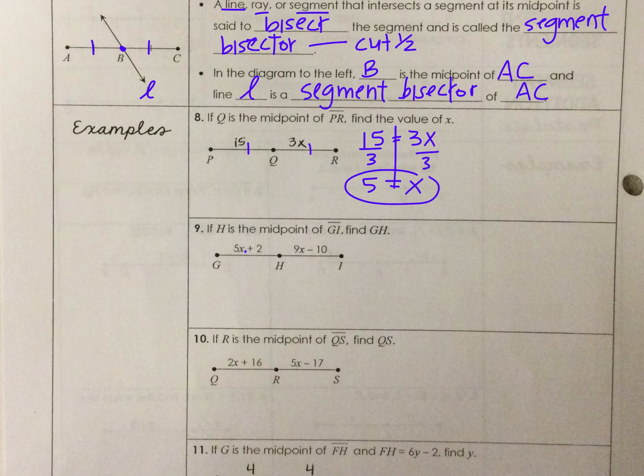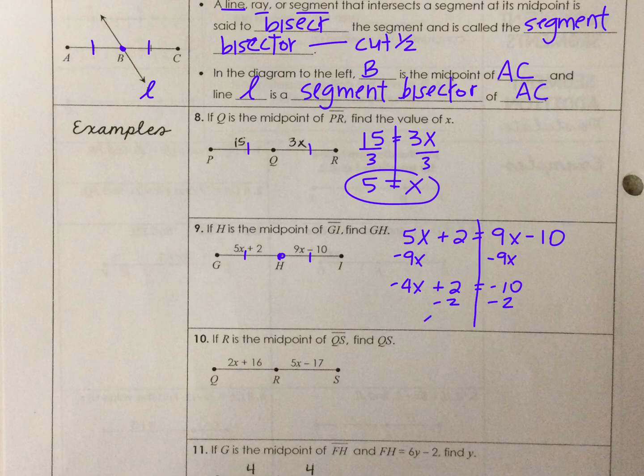Number 9, H is the midpoint of GI. So I have to set that up. 5x plus 2 equals 9x minus 10. They're equal because that's the middle and it cuts it in half. So then I just solve it. I'm going to move my 9x and I get negative 4x plus 2 equals negative 10. I'm going to move that 2. Negative 4x equals negative 12. Divide.